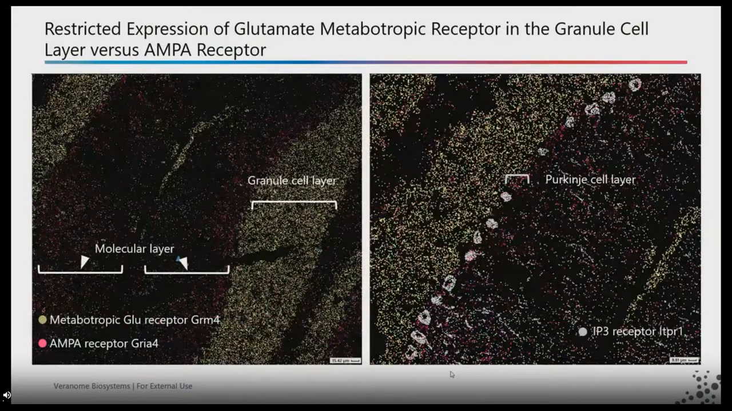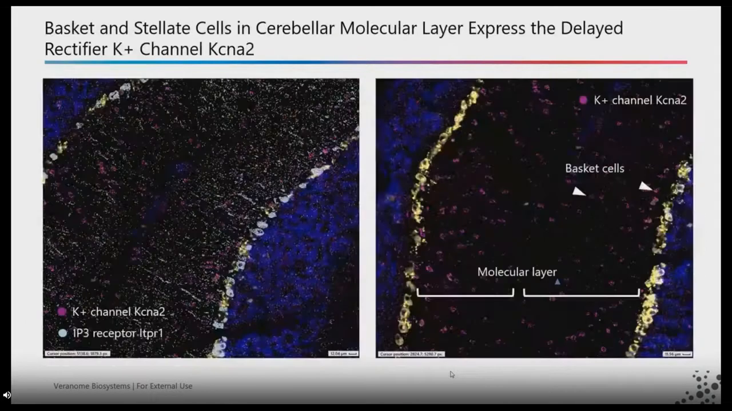Going into other cell types and other molecular classes, looking at glutamate receptors such as the metabotropic glutamate receptor, you can see it's very highly expressed in the granule cell layer, much lower in the molecular layer, in contrast to the AMPA receptor, GRIA4, which is primarily expressed out in the molecular layer. So just a couple of pretty pictures to show you what we're seeing as we look through just a couple of markers in the cerebellum.